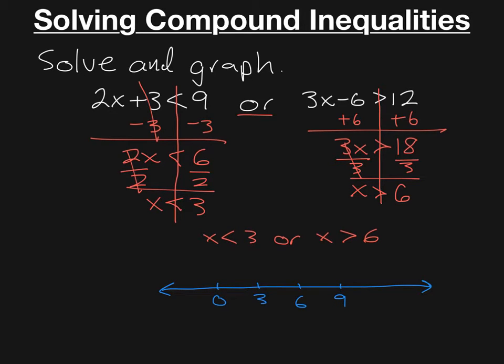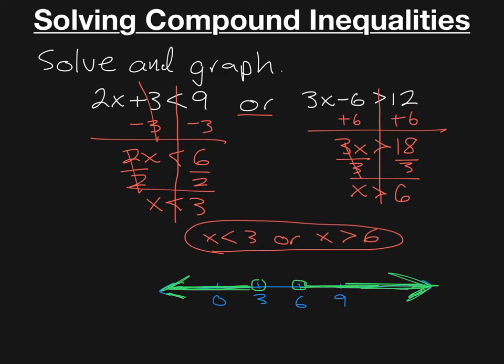Now, my first inequality, x is less than 3. That's going to be an open circle because it can't be equal to 3. And I want to shade in all the numbers that are less than 3. Okay? Now, x is greater than 6. That's an open circle on 6, and that is all the numbers to the right, all the numbers that are greater than 6. So here I have my solutions right here, and my graph that shows where they are on the number line.